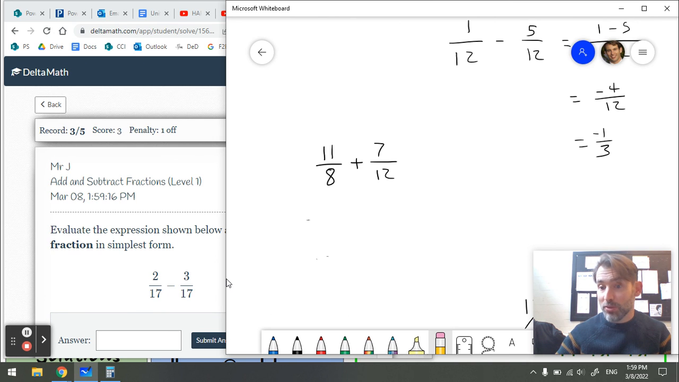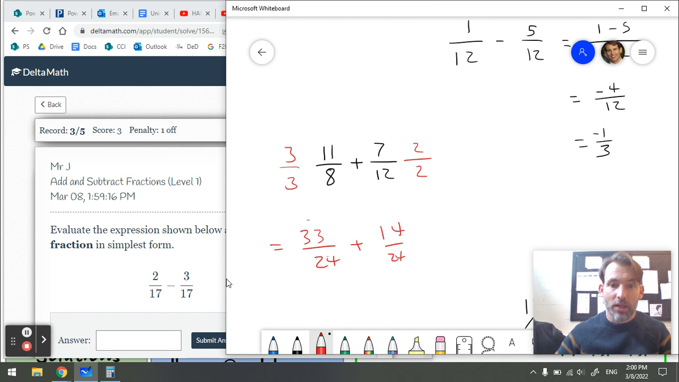12 is 2 times 2 times 3. So 8 needs to have a factor 3 added to it. So I'll just multiply that 3 over 3. And 12 needs to add a factor 2. And then they'll have the same number of factors on the bottom. That's going to create a common denominator of 24. This is 33 over 24 plus 14 over 24. There's my 47 over 24. Right there, 47. Okay, so that's how those are done.